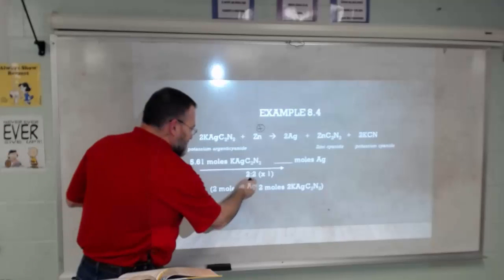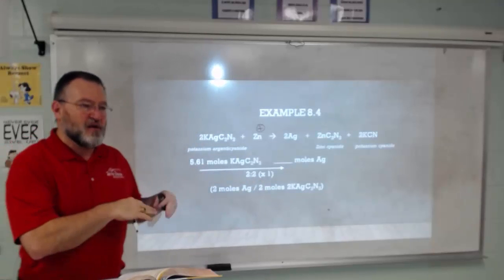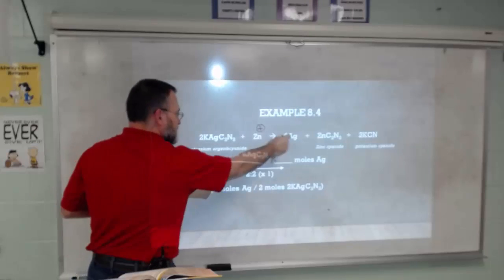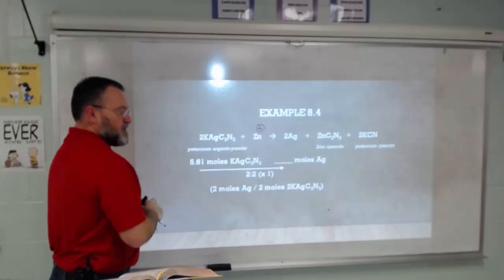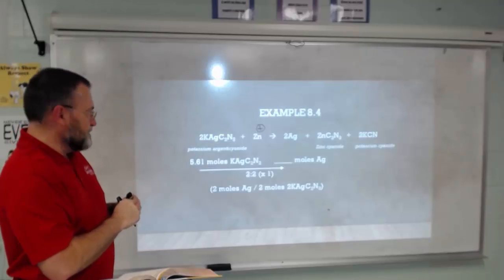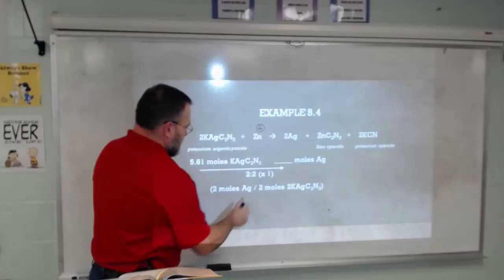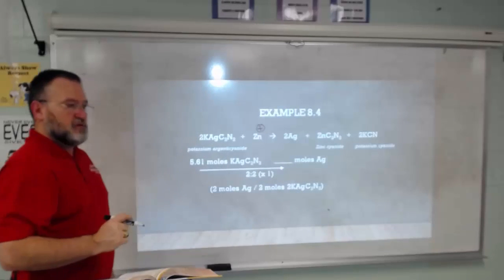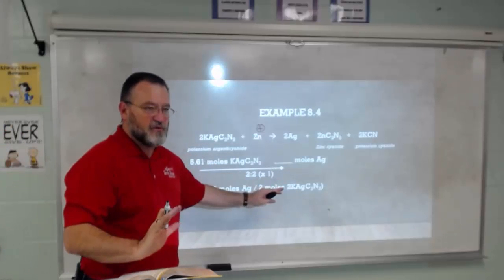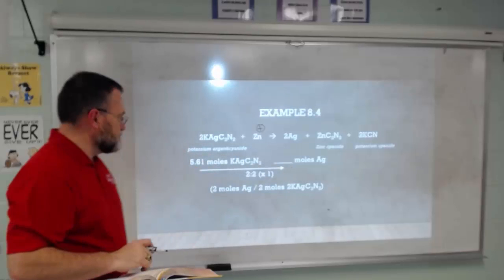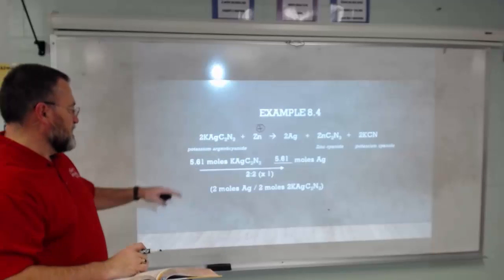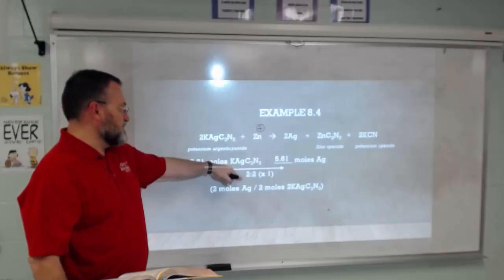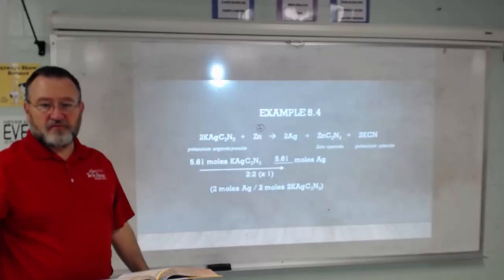I wanted you to remember that in this 2-to-2 relationship, when we did our conversion factors before, that 2-to-2 means there's 2 moles of silver for every 2 moles of potassium argentocyanide. See that? That's what happens when you come across here and knock the moles of potassium argentocyanide below the number of moles of silver. It produces that conversion factor. So it's just like we did it before. Now we're just using the short visual shorthand to do it. Since it's a 1-to-1 relationship, for every 5.61 moles of potassium argentocyanide that we use, it's going to produce 5.61 moles of silver. Same, same.